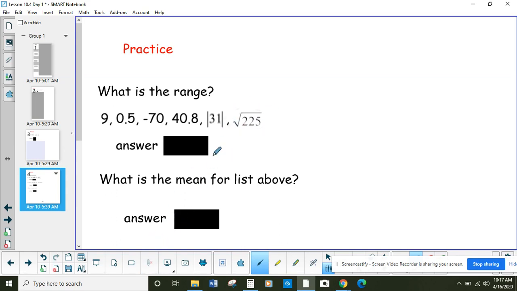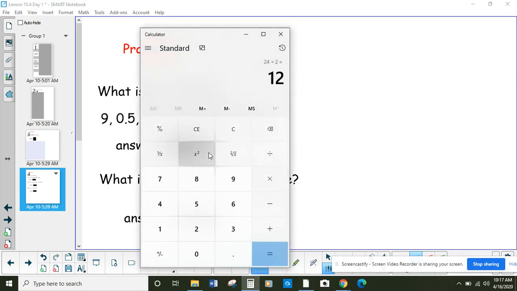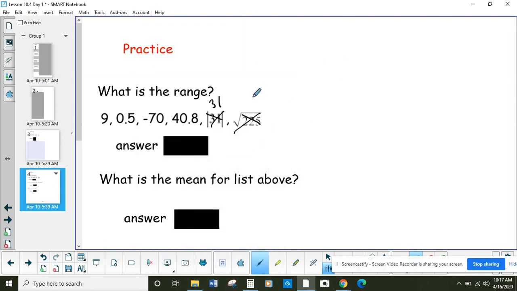So if I had to simplify all the numbers first, these first 4 are good. This one just means regular old 31. And this one means what times itself is 225. And that's as simple as taking your calculator, typing it in, then hitting the square root button, and you would get 15. So this is actually the number 15.